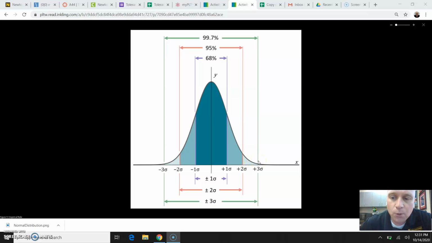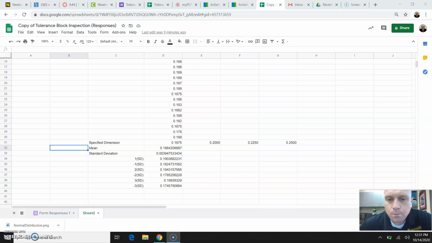And why this is important in tolerances is because if you know that you want a tight tolerance on a part, you could mathematically calculate what that tolerance should be. You look at the data that we collected on our tolerance block measurements and we calculated, we have done that. So we have our mean value, we have standard deviation, we've added and subtracted one.